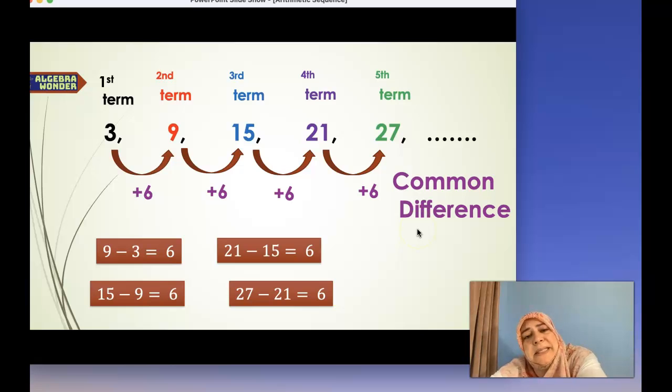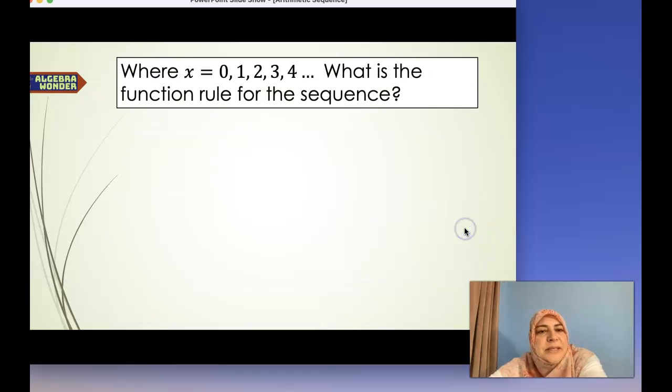As you can see here, I'm adding a constant number. And we learned that a function that adds a constant rate is actually a linear relationship. So arithmetic sequence is a linear relationship, and this is my rate of change here. I'm adding 6. As the term increases by 1, I'm adding 6. So my common difference will be the slope. So let's look at this example here.